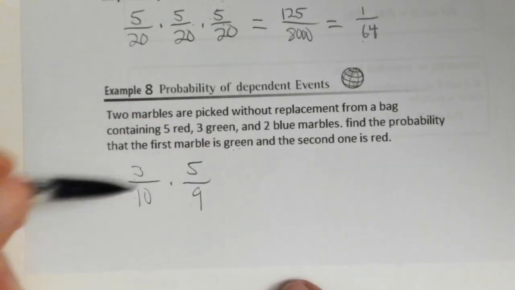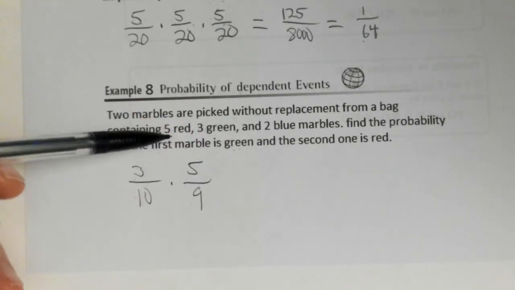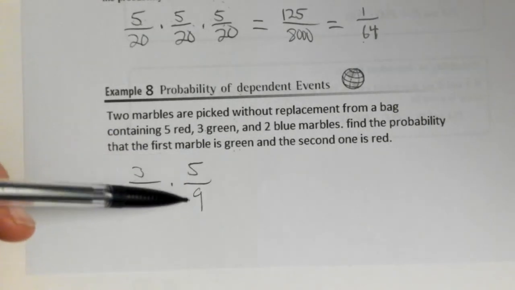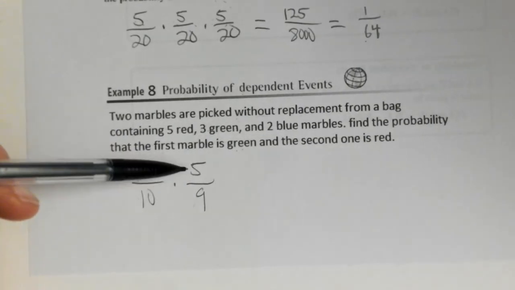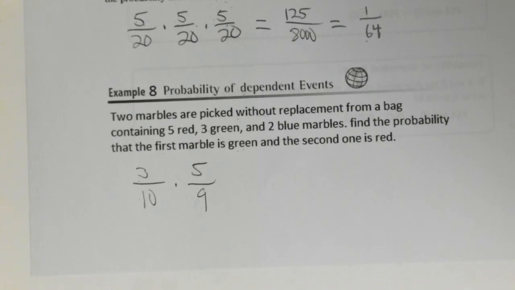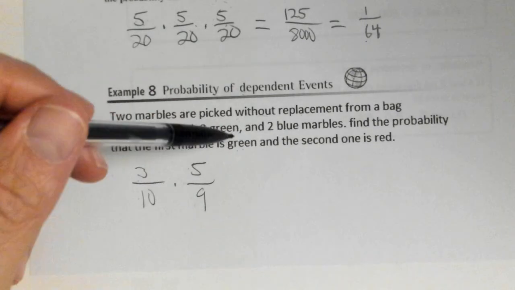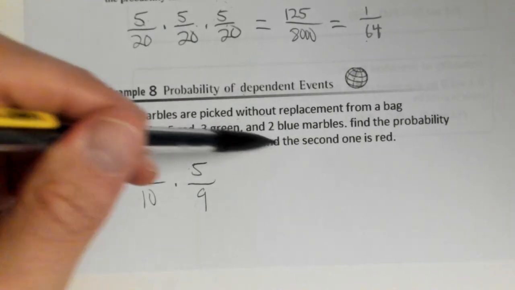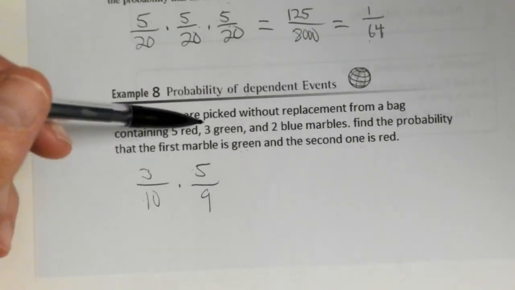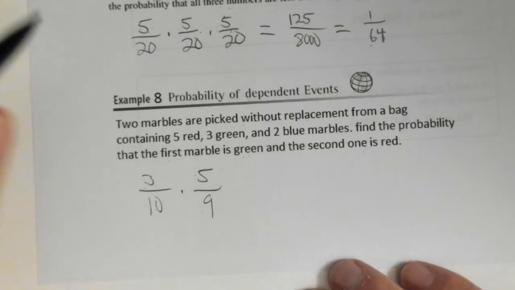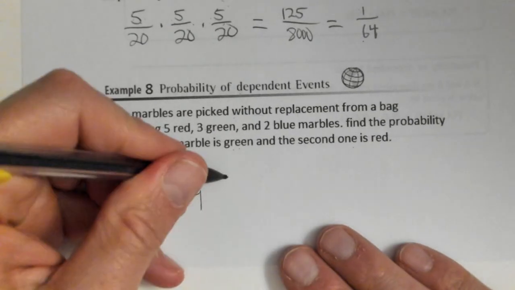Now let me go ahead and say this too. If I were trying to pick 2 of the same color, then not only the bottom number would drop, but the top number would have to drop as well, because remember, I'm pulling it out and leaving it out. So if the first one is green and the second one is green, well, it wouldn't be 3 green anymore, it'd be down to 2. So just keep that in mind, because you're picking one out and you're leaving it out.